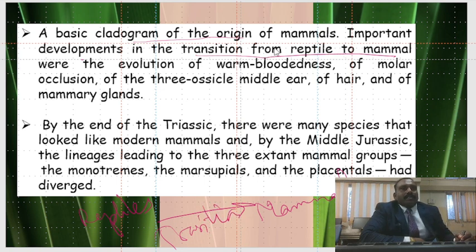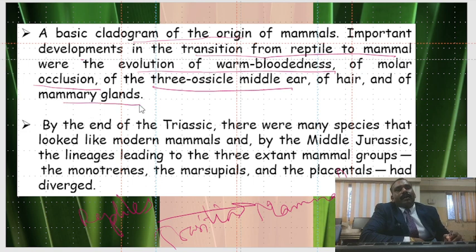Important developments in the transition from the reptiles to the mammals were the evolution of warm-bloodedness, molar occlusion, the three ossicles of the middle ear, hair, and the mammary glands. Those are the characteristic features of the mammals.